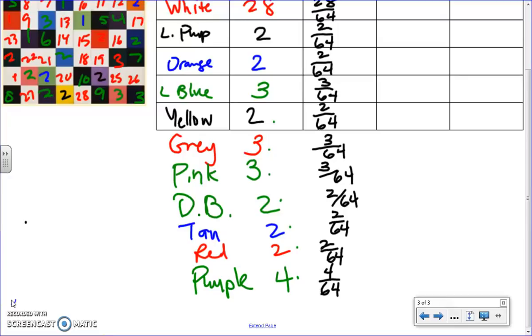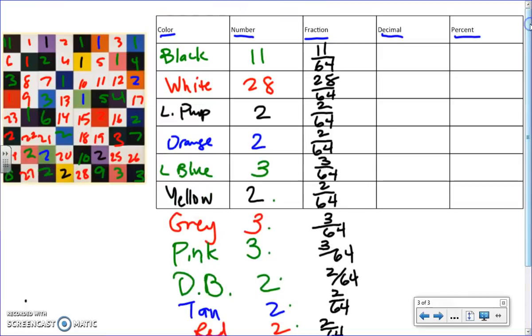I don't need you to reduce those for today. We haven't really talked too much about that. We could find equivalent ratios to those. That's not necessary for now. We'll talk about that more when we get to the number system.